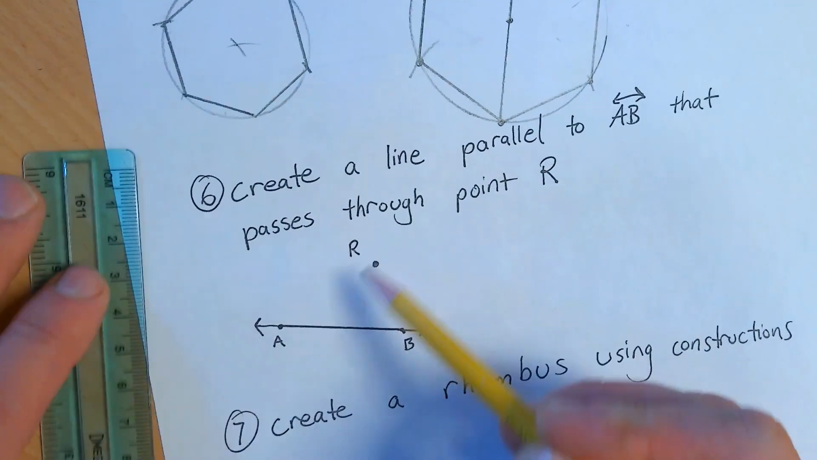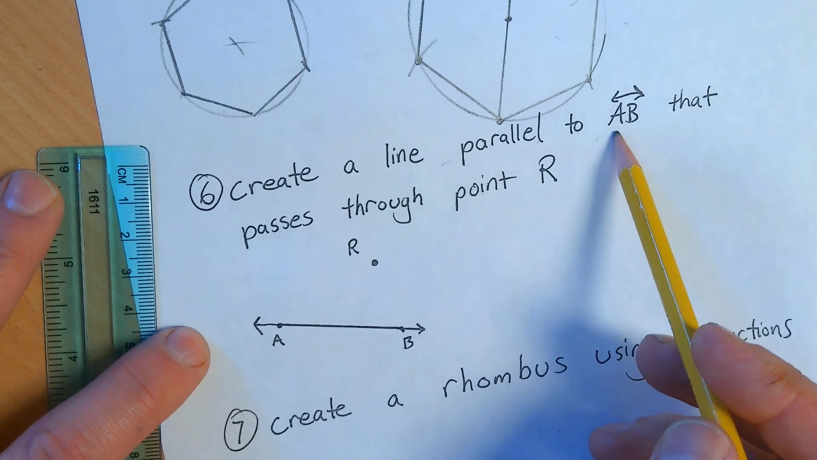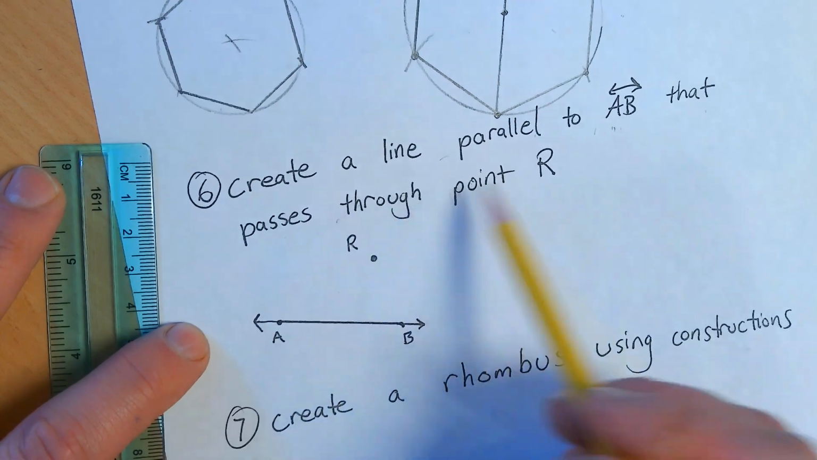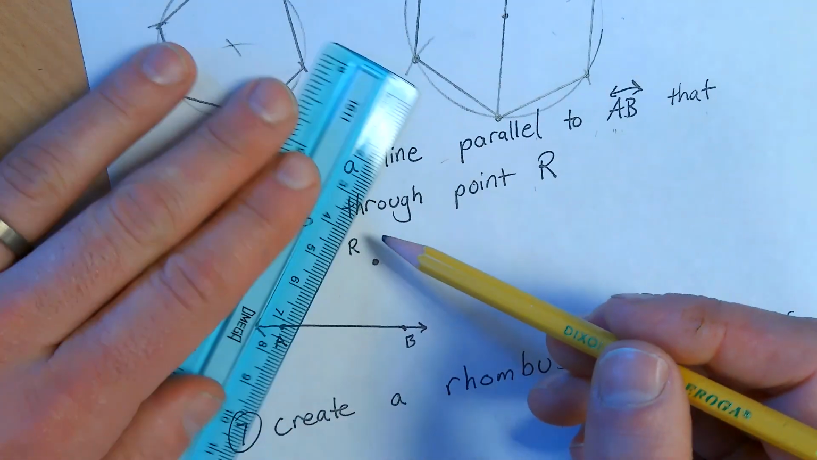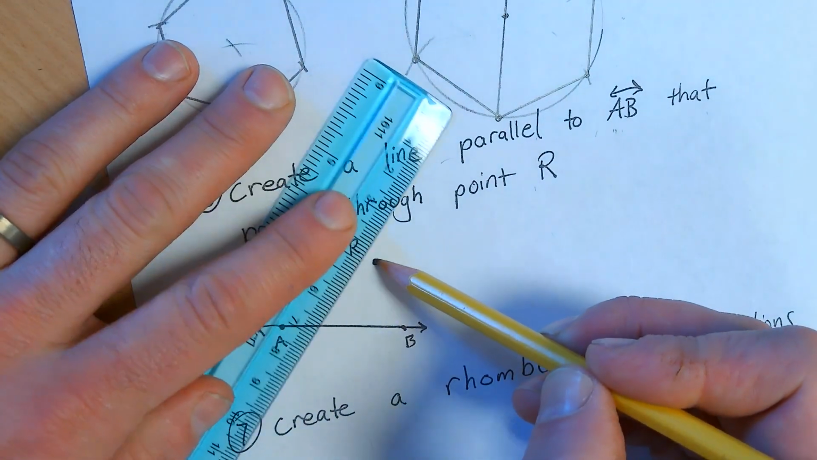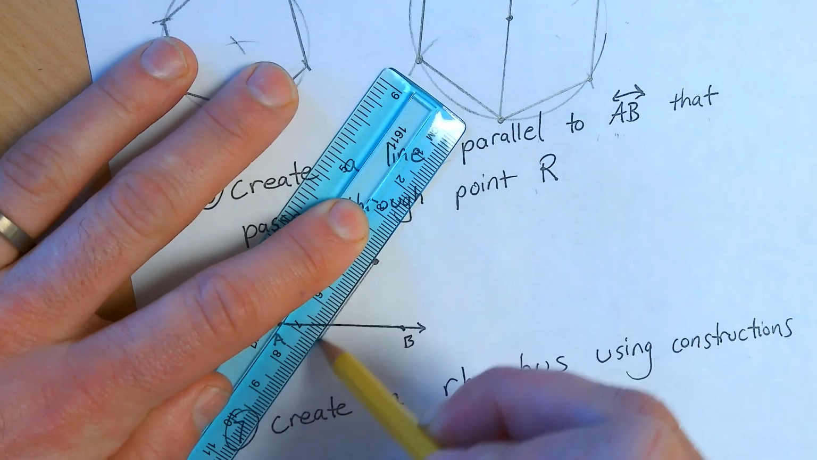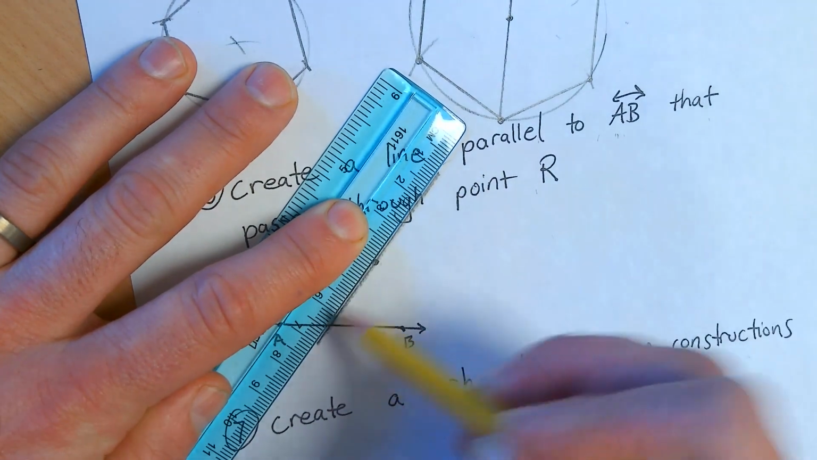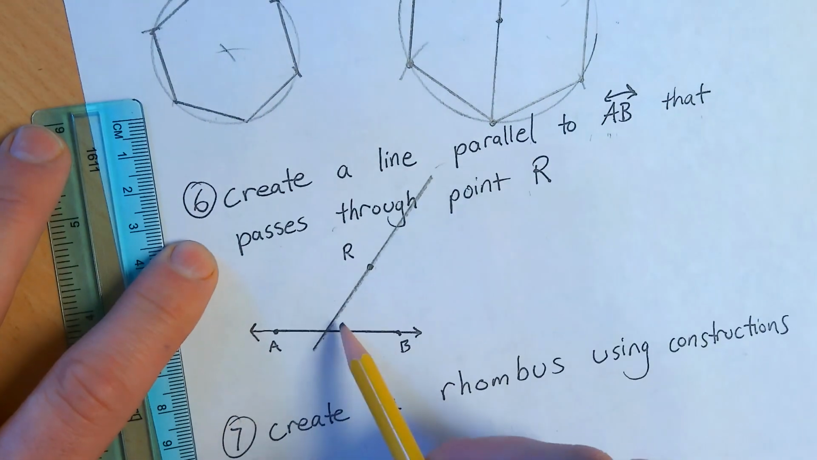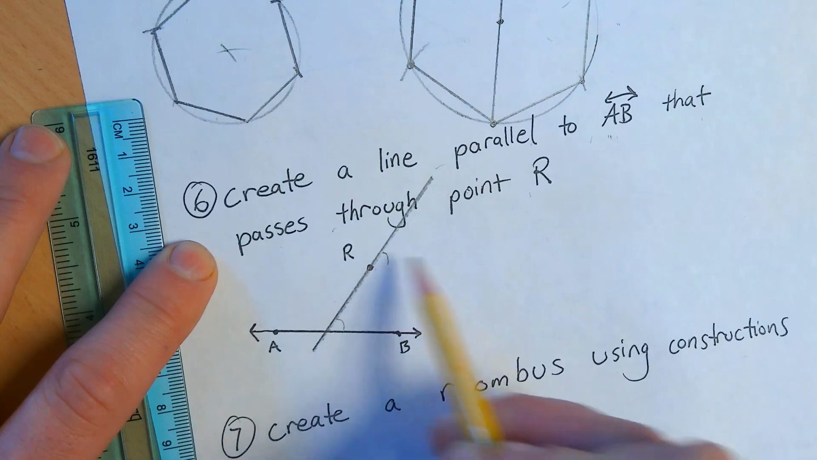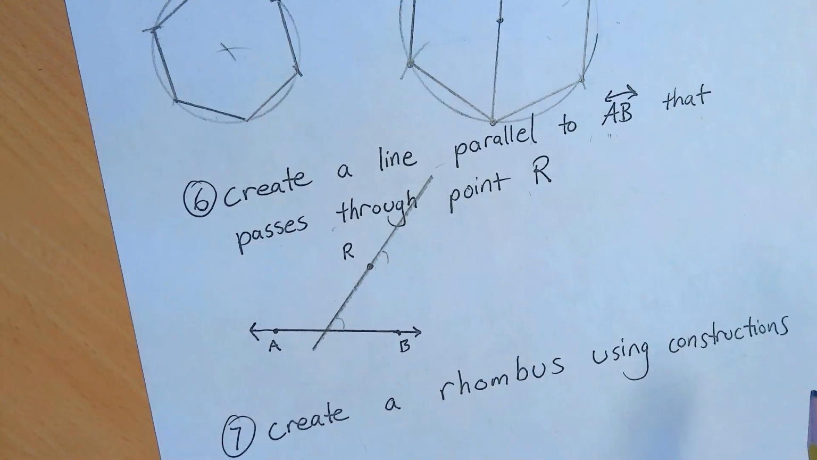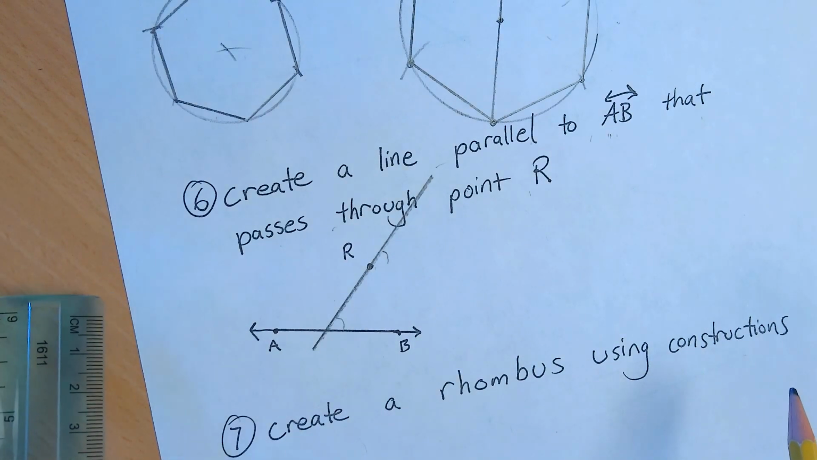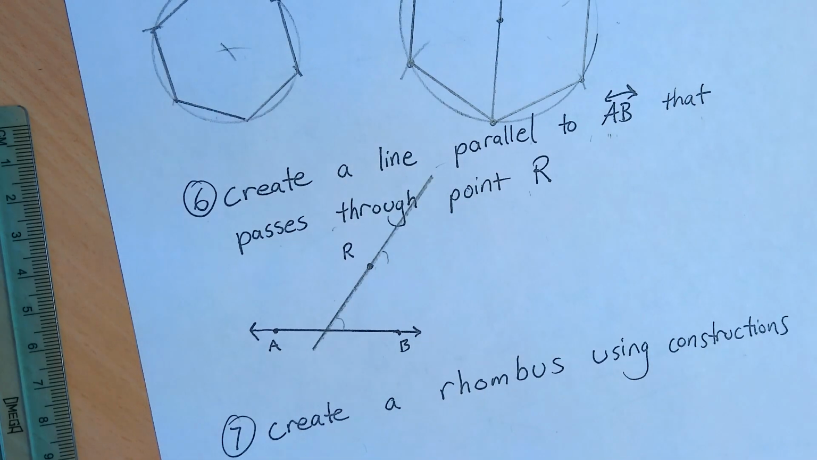So the way we do this, we're creating a line parallel to segment AB, or line AB, that passes through point R. We're basically just going to put a line across R and the line. It can be any line we want. We're going to extend it. And now this angle we're going to copy here. And then we'll know that has to be parallel. It's just like copying an angle.